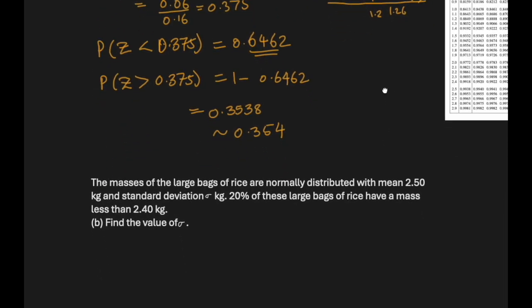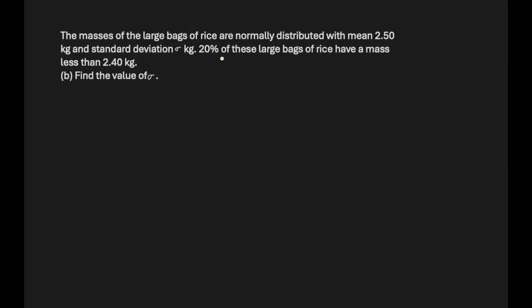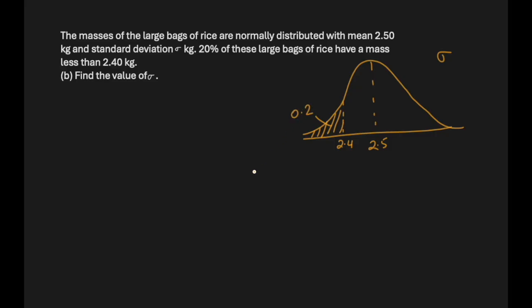Okay, the masses of large bags now. They were small bags. Large bags of rice are normally distributed with mean of 2.5 kg. Okay, so the mean here is 2.5 kg. And the standard deviation mu. 20% of these large bags of rice have a mass less than 2.4. So let's say 2.4 is here, and this is a 20% area, which is 0.2 probability.